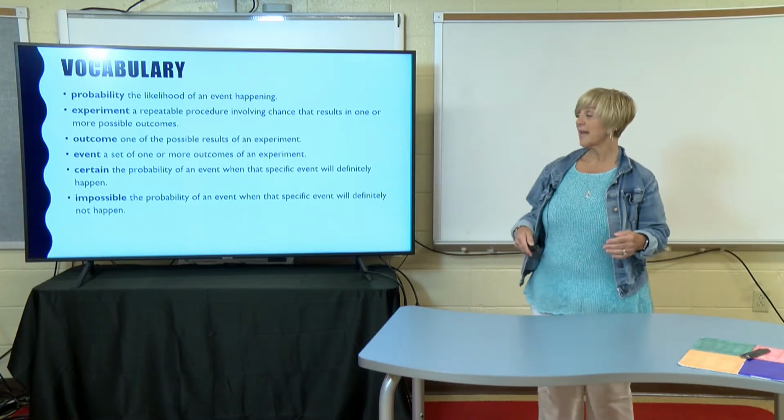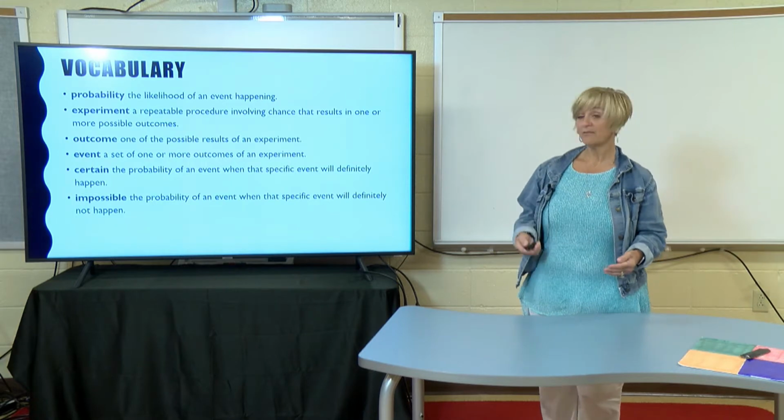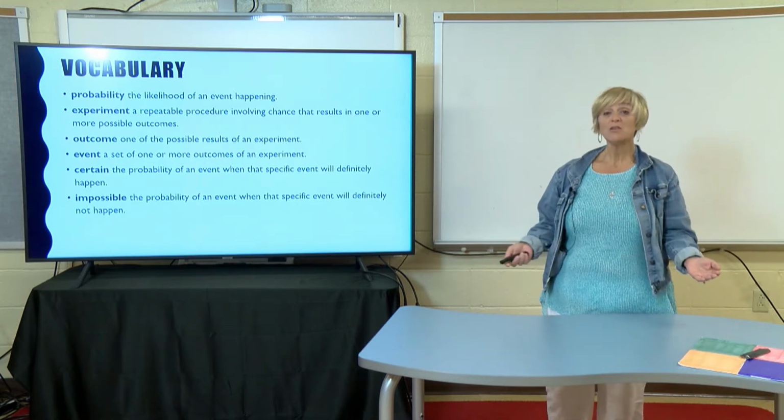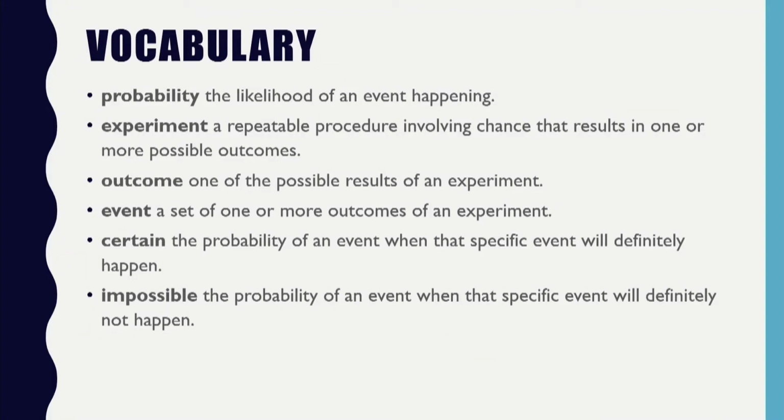Experiment is a repeatable procedure involving chance that results in one or more possible outcomes. Now, you've all done experiments in science, so you know that you have a theory about what you're going to find at the end of your experiment, and then you do the experiment, and then you have outcomes. However many times you repeated that experiment, you may get the same result or you may get different results. Those are possible outcomes. The next word is actually outcome. It's one of the possible results of an experiment. So just like I said, the more times you repeat an experiment, the more outcomes you get.